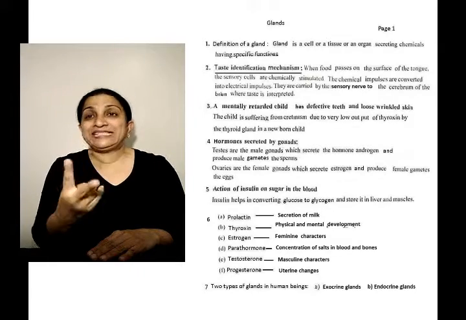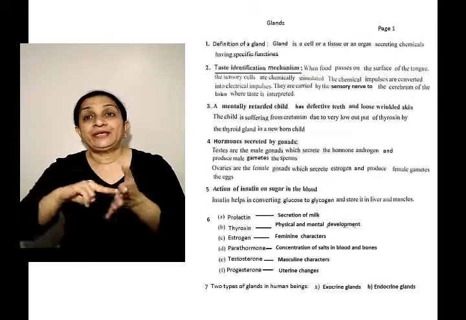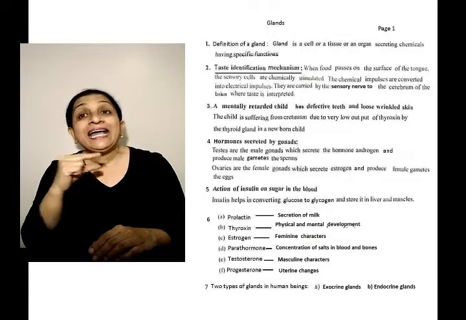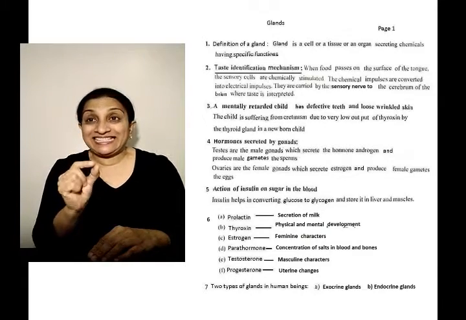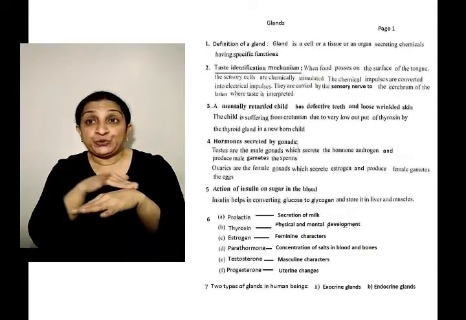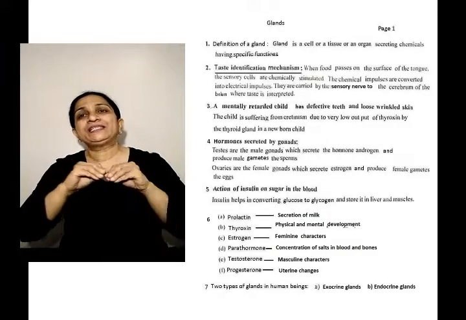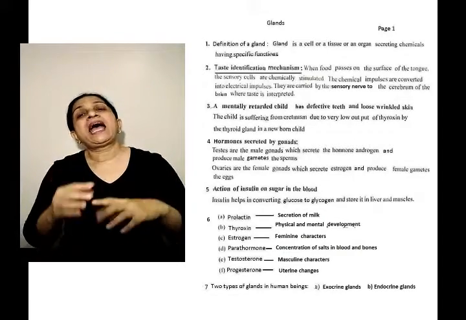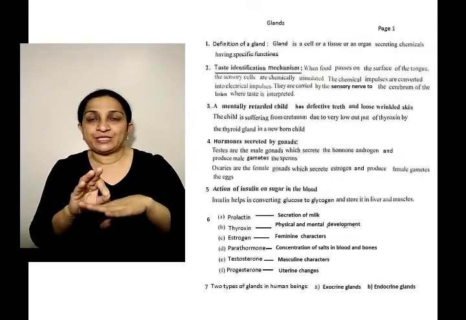Now we will see glands. The definition of a gland is a cell or tissue or an organ which secretes chemicals having specific functions.